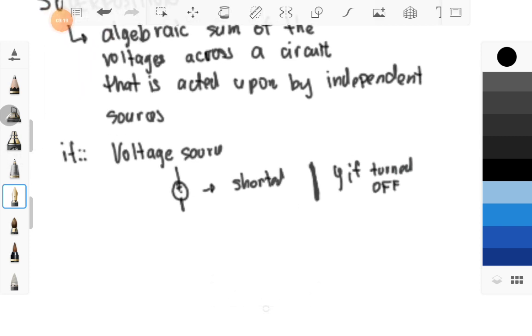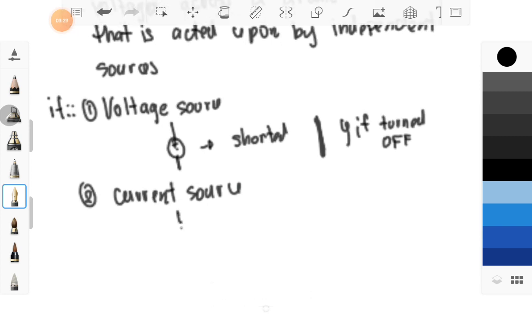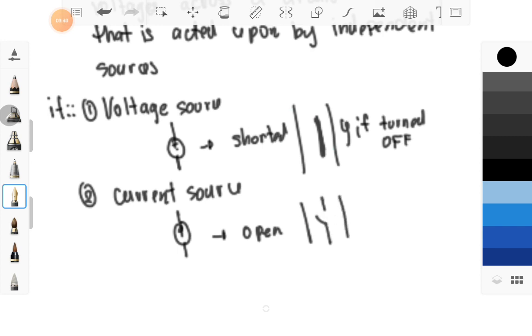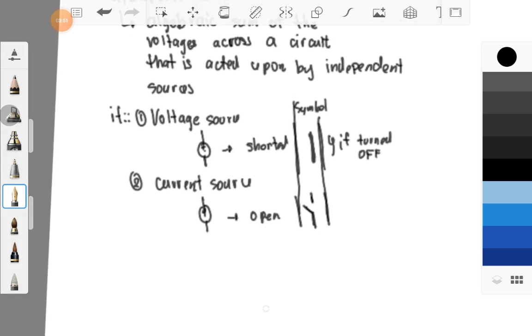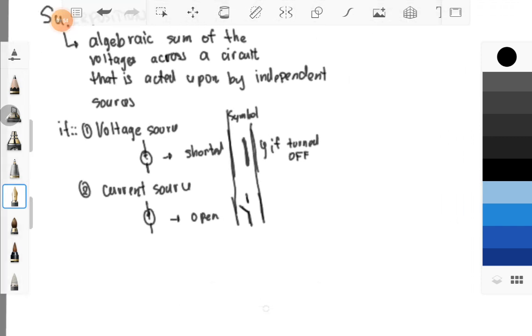And number 2 is that we have our current sources. Pag may current source tayo, take note, this is independent current source. Okay? So magiging open. Sabihin ng open is that magiging ganito lang siya. Okay? So these are your symbol. This is the symbol at opening and turn offing your current sources. Okay?